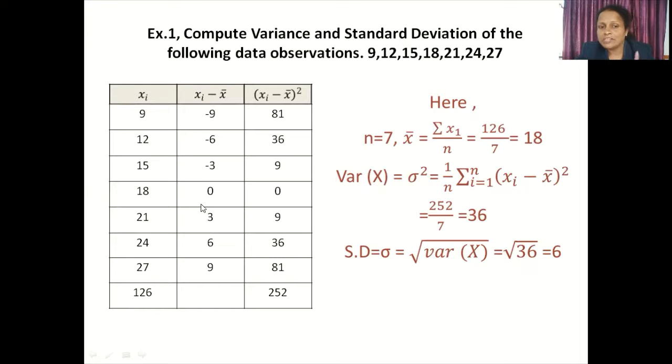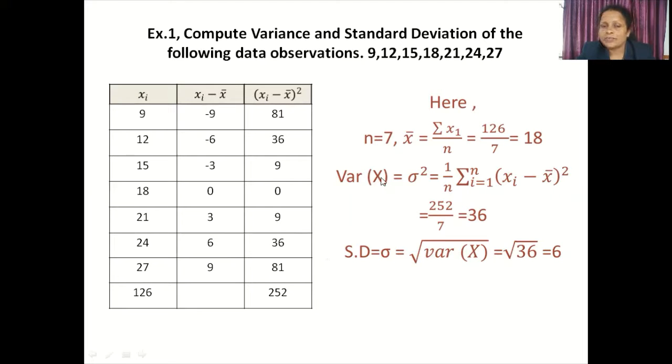Here we don't require this sum, so we proceed to our next column, that is we take their squares. So minus 9 squared, it is 81, minus 6 squared, it is 36, and similarly we take squares of the remaining numbers, and then we write its sum. So its sum becomes 252.